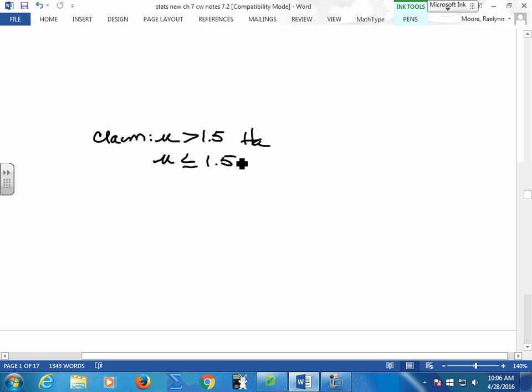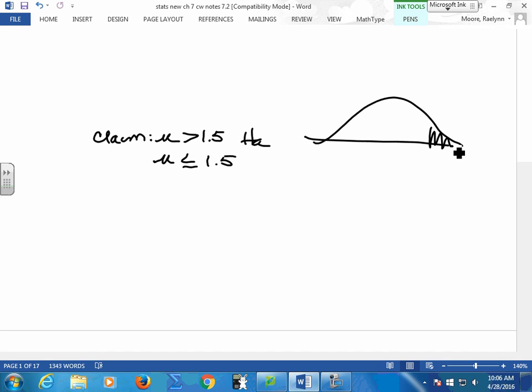So what tail test do we have? A right tail test. Okay? Now, I needed to see the claim, and I needed to see where H0 and HA were. That was that. And then your sketch. And now pull out your sample information.